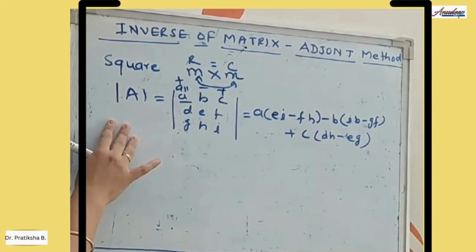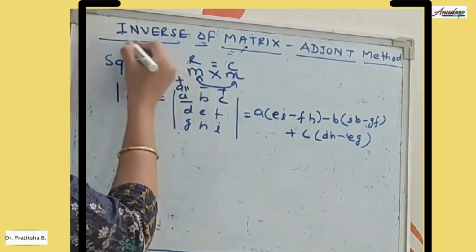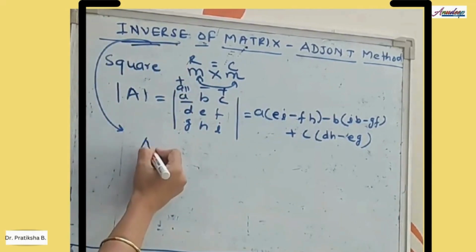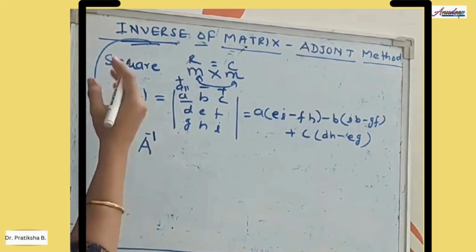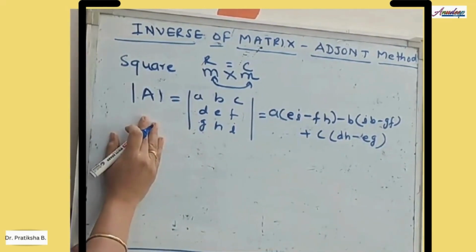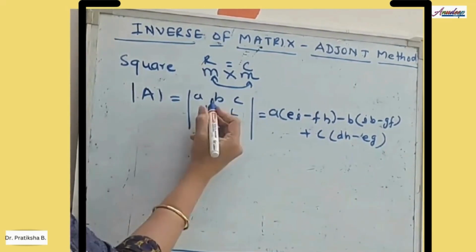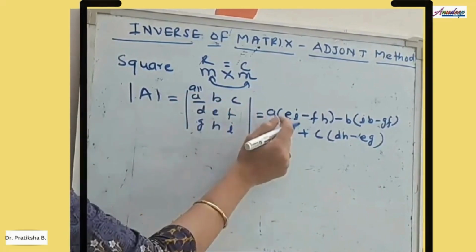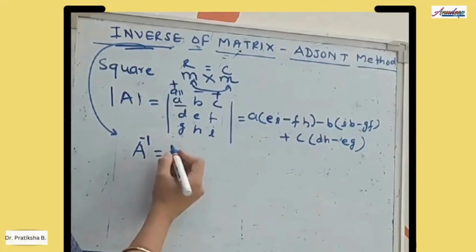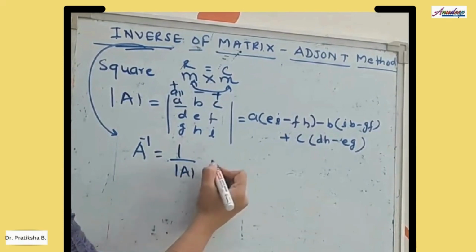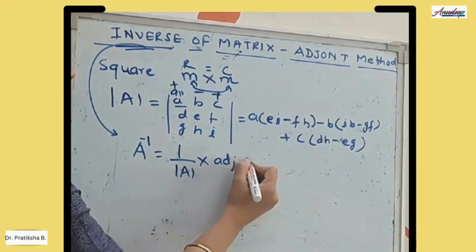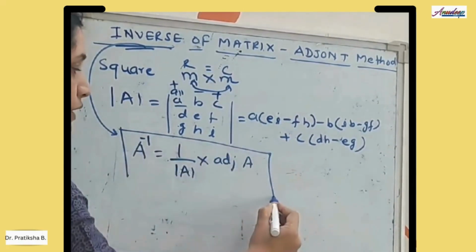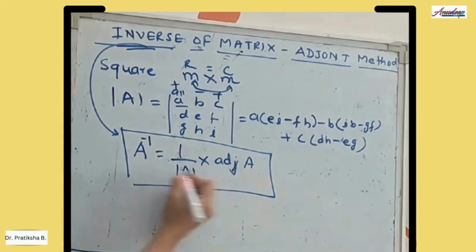Once you have the determinant of A, we have a direct formula to calculate the inverse. The formula is A inverse, written as A raised to minus 1, equals 1 upon determinant of A into adjoint of A. This is the basic formula that we will make use of when calculating A inverse.